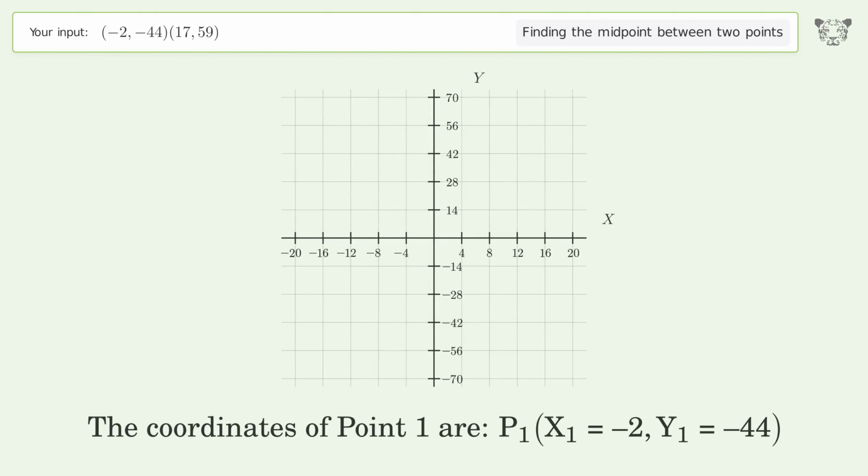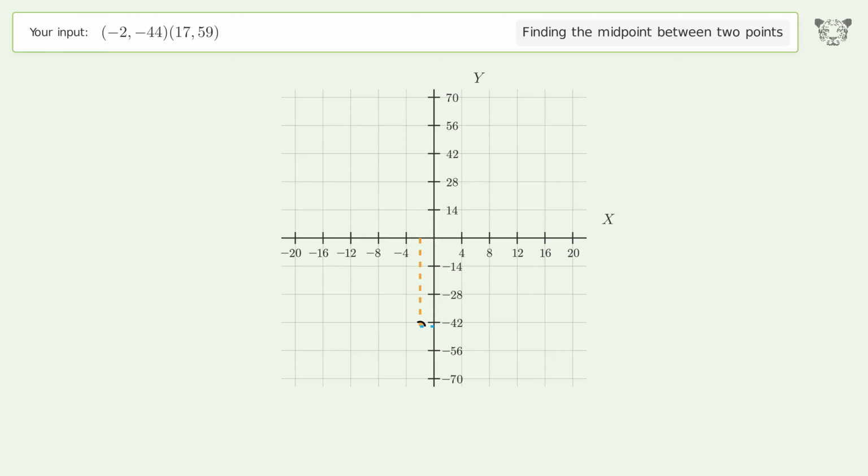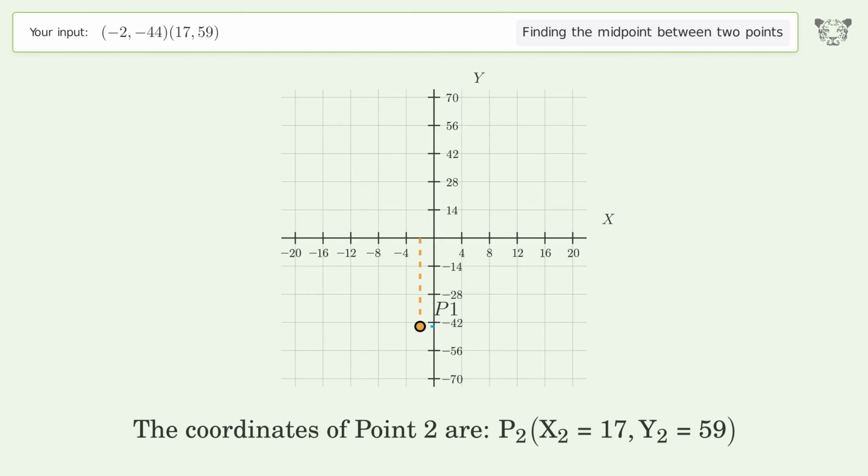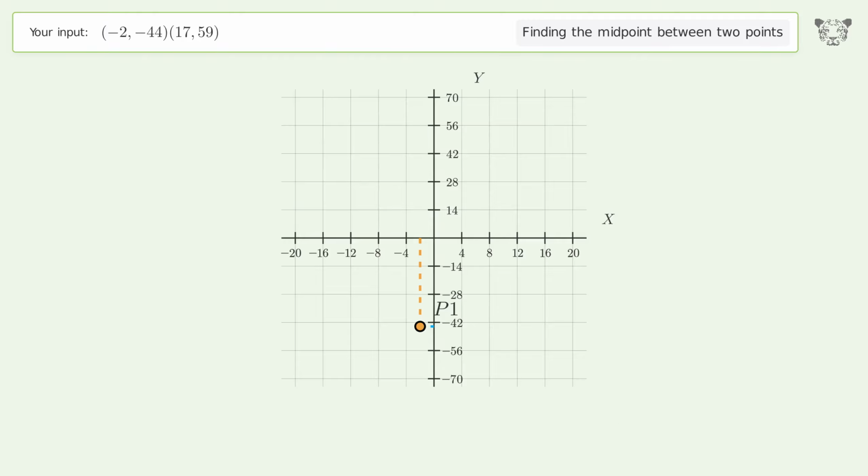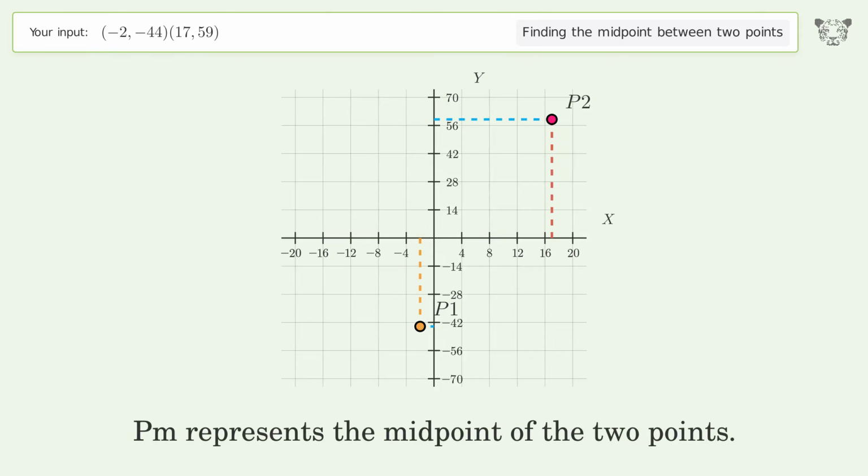The coordinates of point 1 are x1 equals -2, y1 equals -44. The coordinates of point 2 are x2 equals 17, y2 equals 59. PM represents the midpoint of the 2 points.